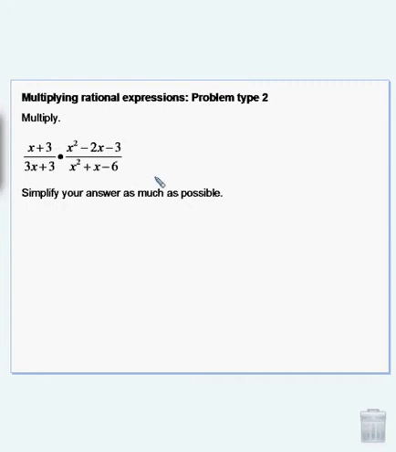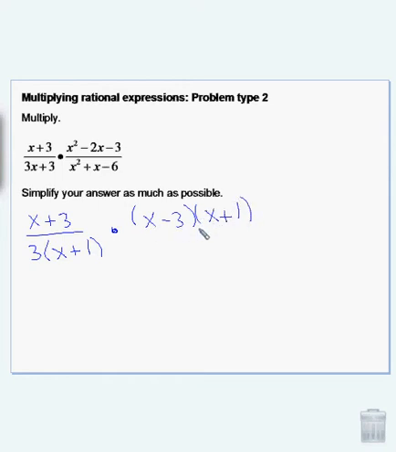For our next example, we have another problem very similar. My numerator can't be factored, but my denominator has a 3 that I can factor out, and I'm left with 3 times x plus 1. This numerator, I have negative 3, so I'm looking for factors of 3 with a difference of 2. And since I want that 2 to be negative, I'm going to have my 3 be negative. So x minus 3 times x plus 1, because negative 3 and positive 1 will add up to negative 2.